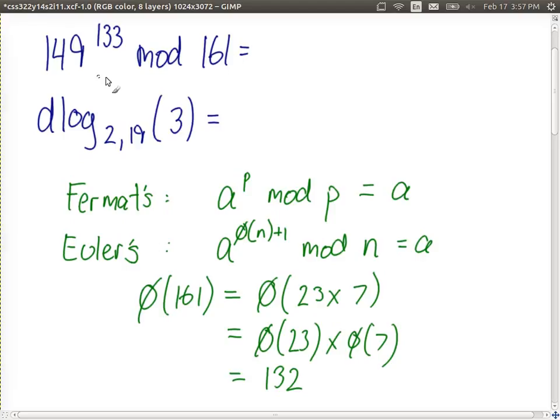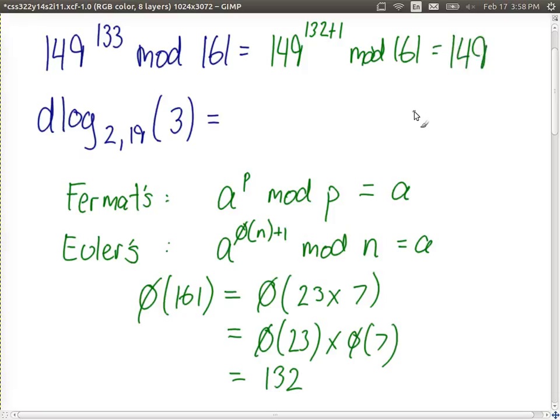We see that we have 149 to the power of 132 plus 1 mod 161. And Euler's theorem says some integer a to the power of the totient of n, well, if n is 161, the totient of n is 132, plus 1 gives us 133. So it does match in that case. So the answer is 149. So here it's just a matter of finding the theorem that matches the question.